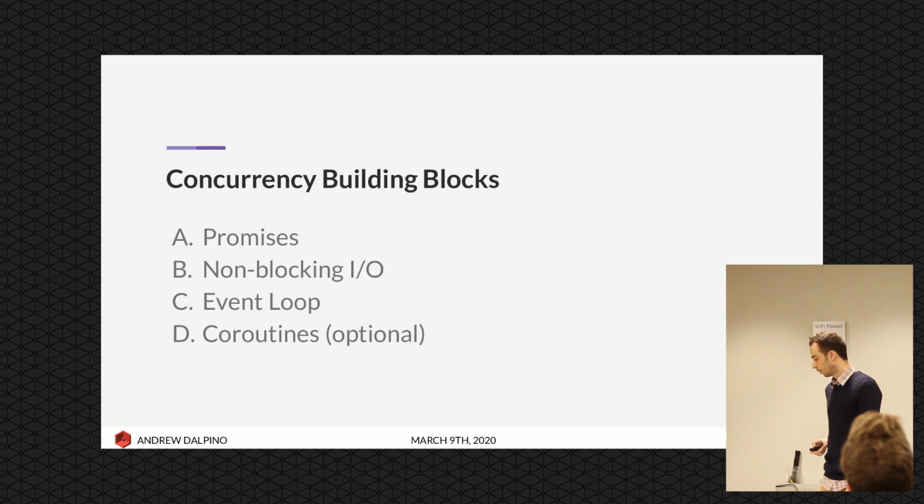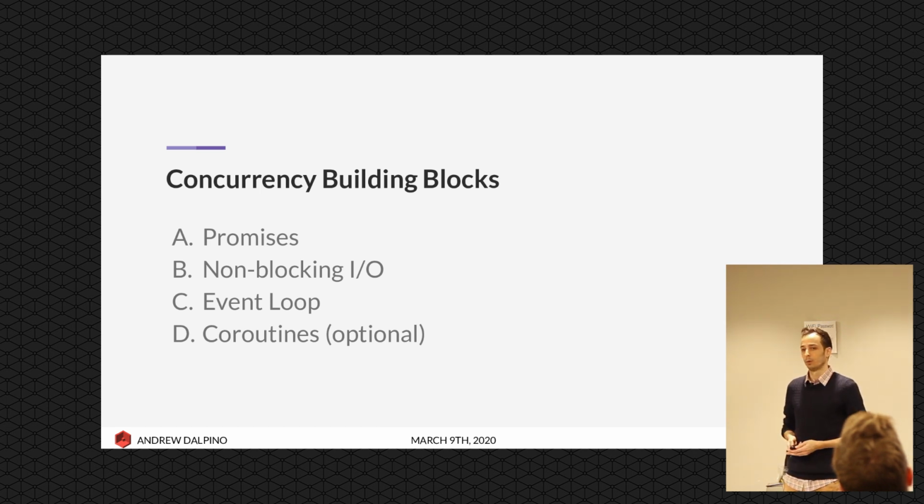So what do we need to build concurrency? First of all, we need promises. We need a way of saying, here's the future value of something. We need non-blocking I/O, because if we had blocking I/O, it wouldn't matter. We would have to wait for it anyway.